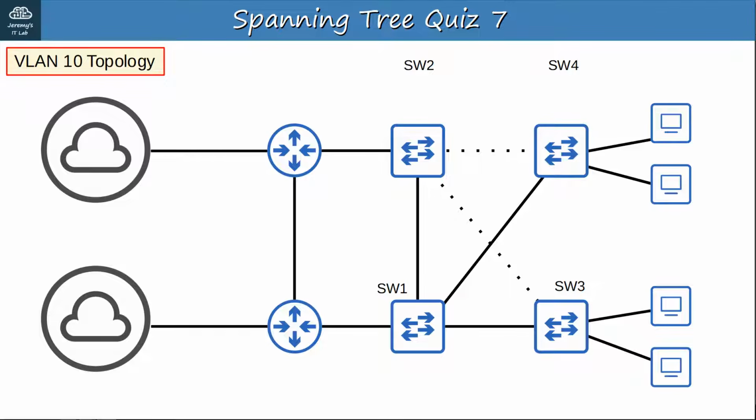So, with those settings, perhaps the VLAN 10 topology looks like this. And then perhaps the VLAN 20 topology looks like this. So, different connections are used in different VLANs. The load is balanced across different interfaces. This is called load balancing.